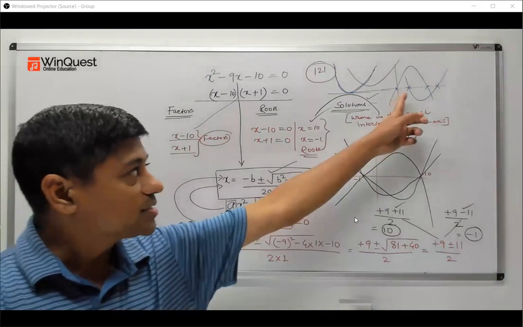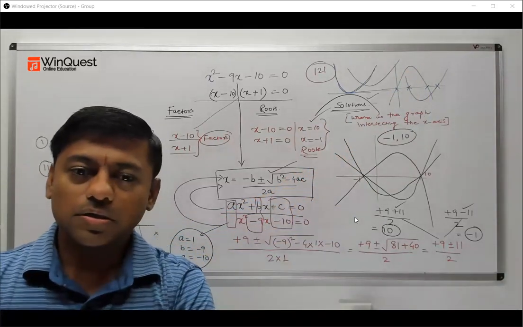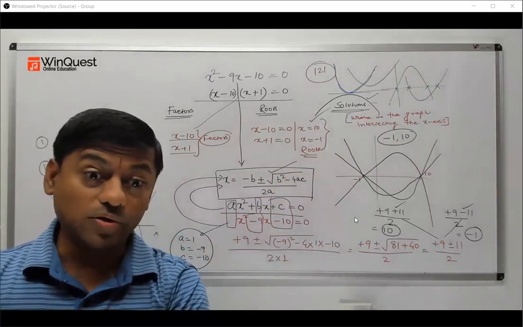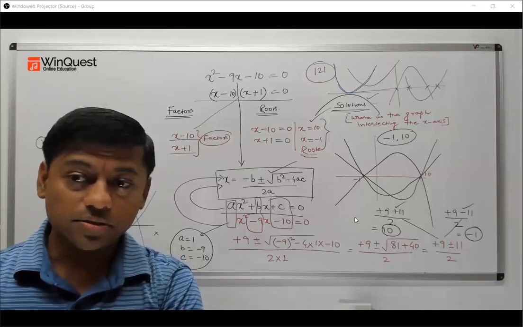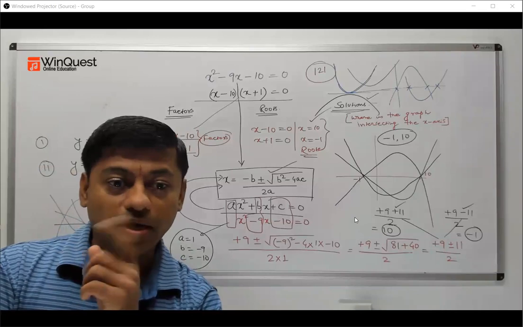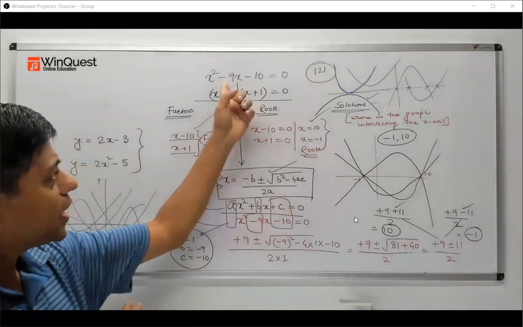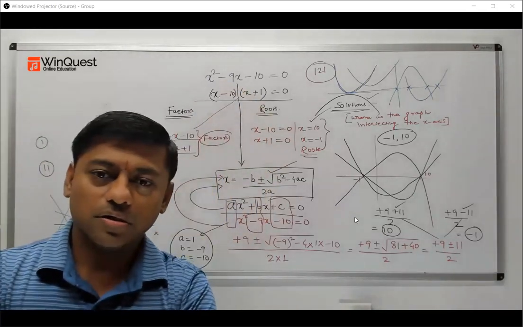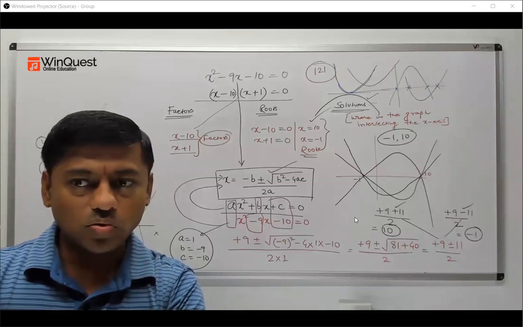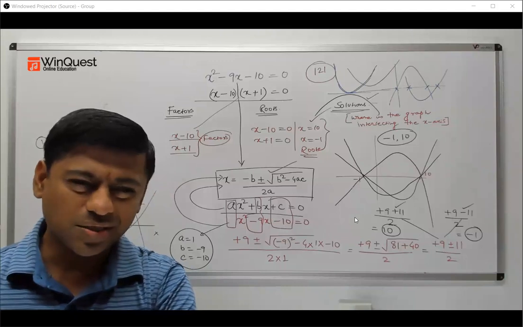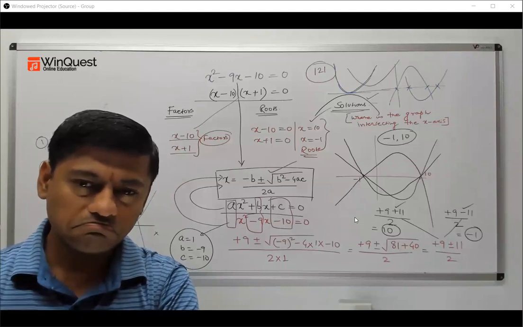Parabola, if it intersects 2 points, then we say there are two values, there are two roots. Perfect. If it touches, then we said, okay, there is one value. But a quadratic equation, how can it have one value or no solution? Is it possible?